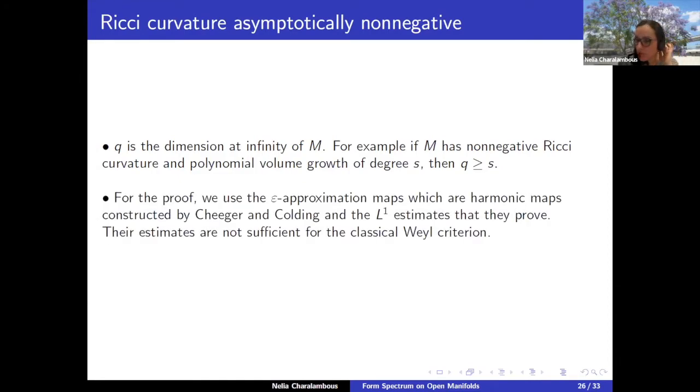So for the proof, what we did was use these harmonic maps that are so-called epsilon approximation maps constructed by Cheeger and Colding. And they prove some nice L1 estimates for them, which are sufficient to use in our generalized Weyl criterion, but not in the classical one, and we use these harmonic maps to construct approximate K forms. And if we have essentially Q of them, as they show, we can get up to Q forms with them.